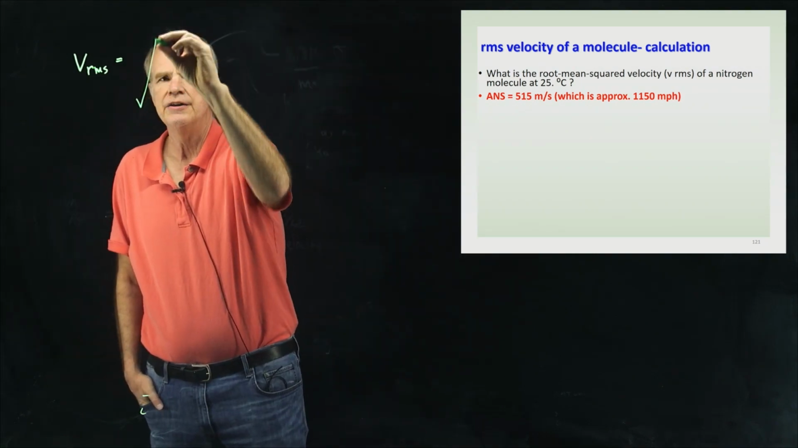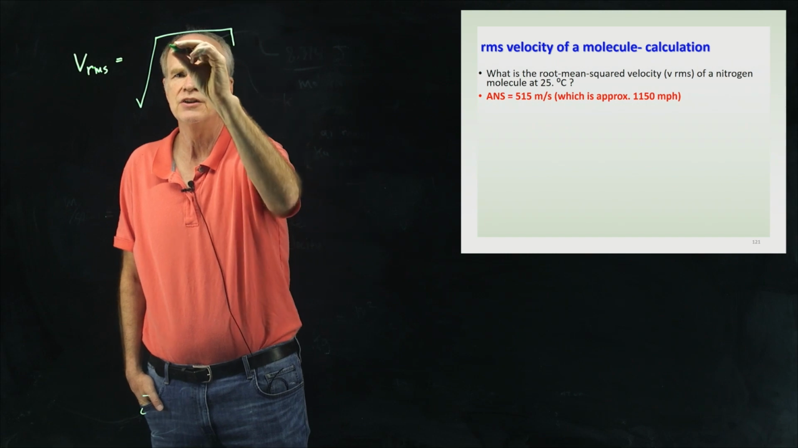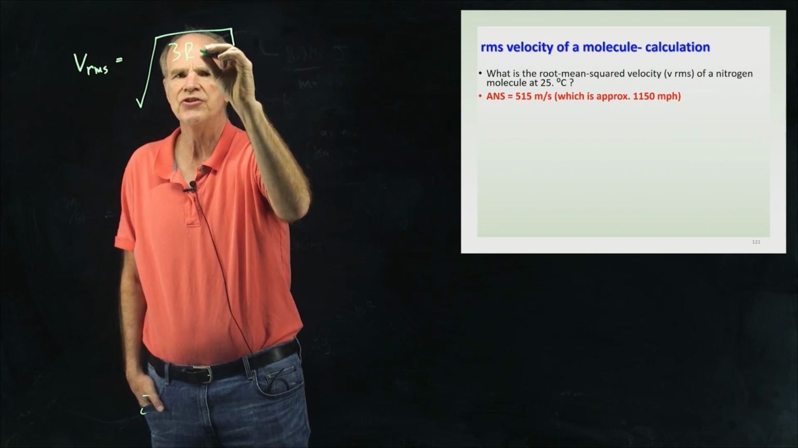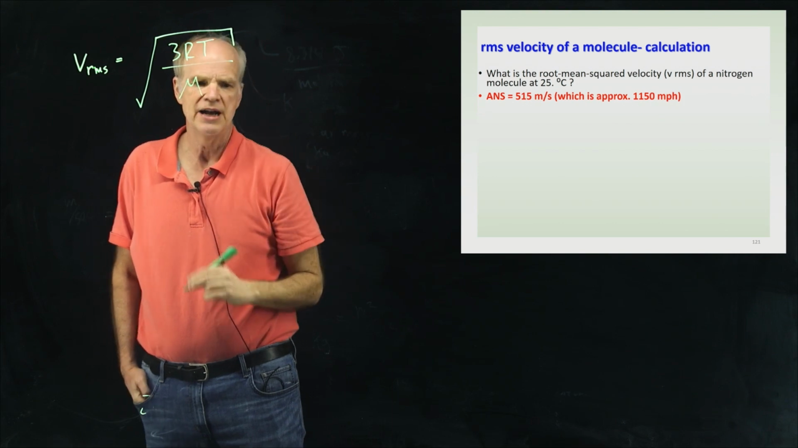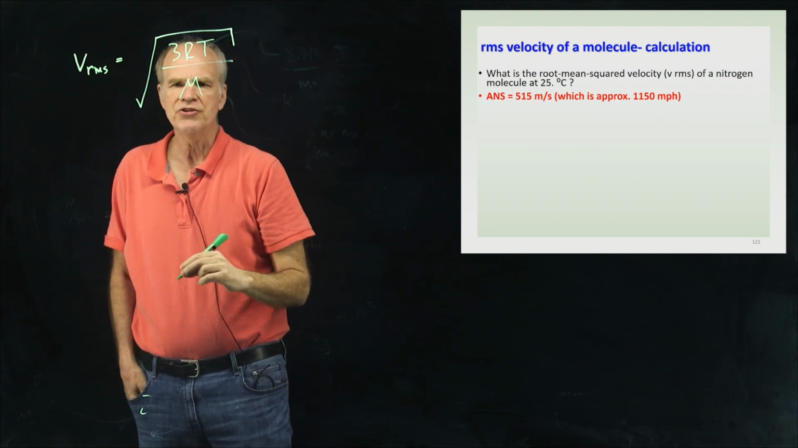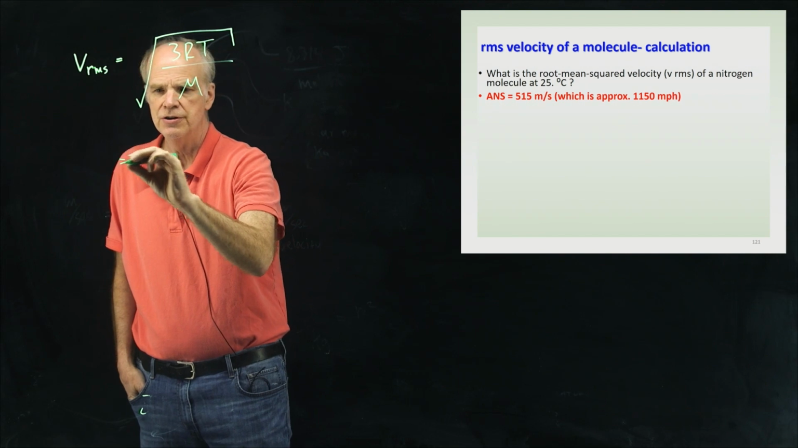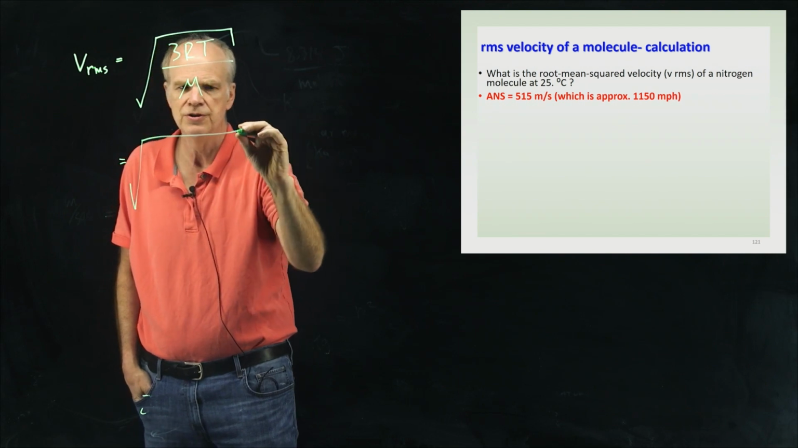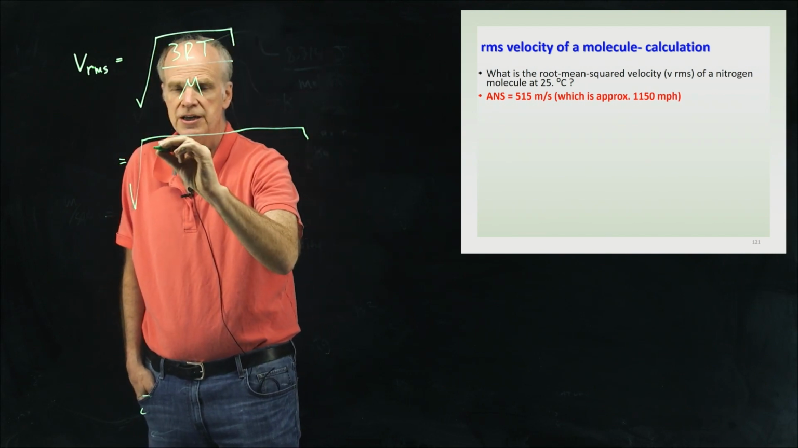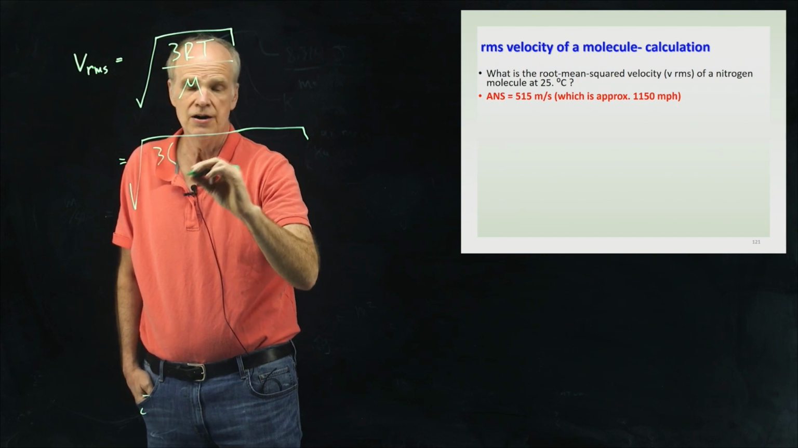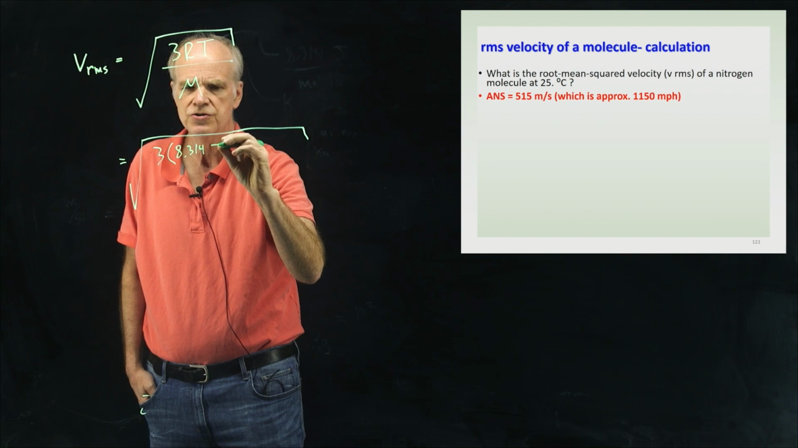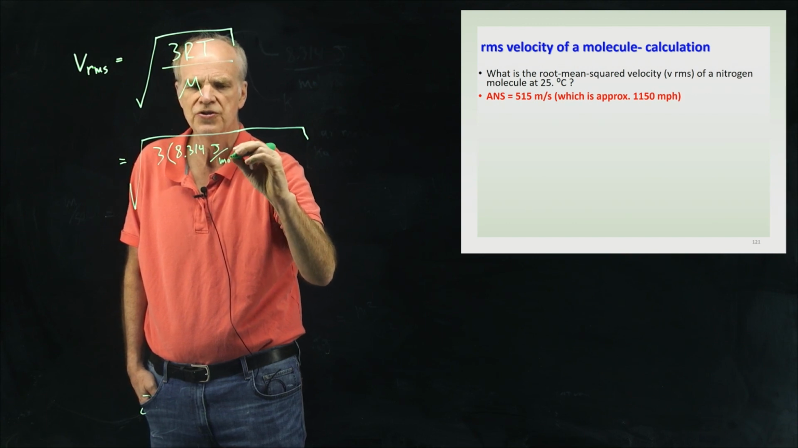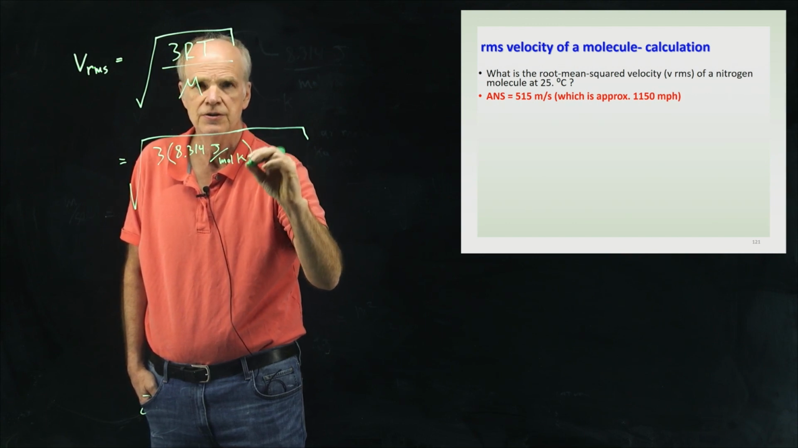Let's go ahead and put up the equation again. It's the square root of 3 times the gas constant R times T over the molar mass. Okay, so let's go ahead and put in some numbers here. So it's the square root of 3 times R, and R is 8.314 joules per mole times Kelvin.